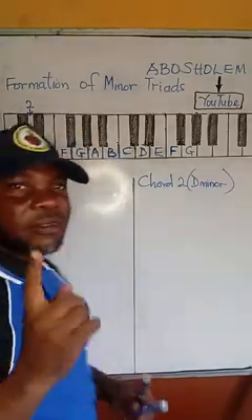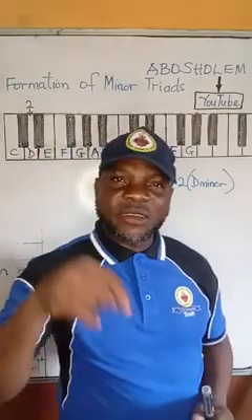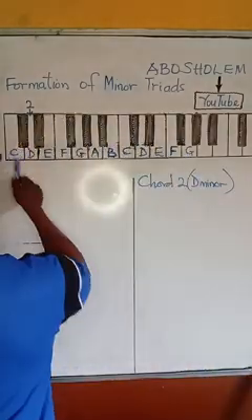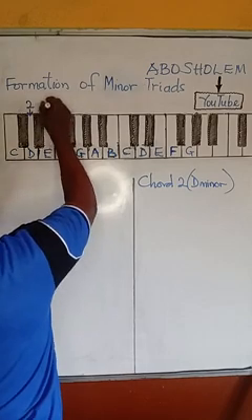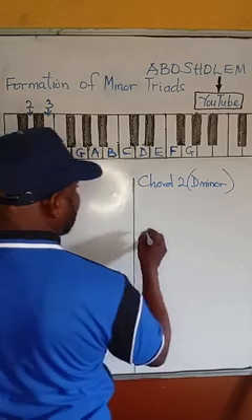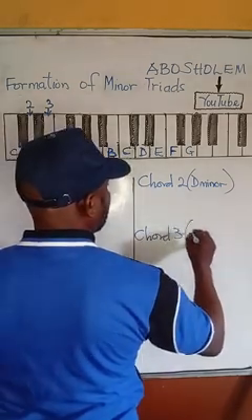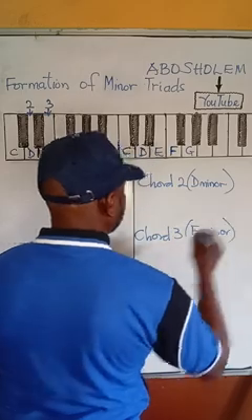Now, the second minor triad, the root is the third note of the scale. The third note, 1, 2, 3. The third note is E minor. We call that chord 3, and it is called E minor.